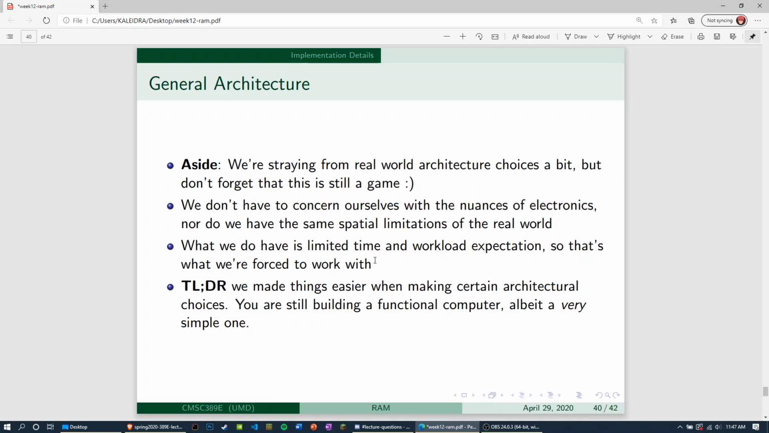So we're straying a little bit from real world architecture, sure, but don't forget this is still a game. The best part is we don't have to concern ourselves with the nuances of electronics, nor do we have the spatial limitations of the real world. What we do have, though, is limited time and workload expectation. So that's what we're forced to work with, and we're trying to make this RAM business as easy as possible. TLDR, we made things easier by making certain architectural choices. You are still building a functional computer in this class, but it is a very simple one. One credit class, it is what it is. It is a computer. So hopefully that shed some light on stuff.